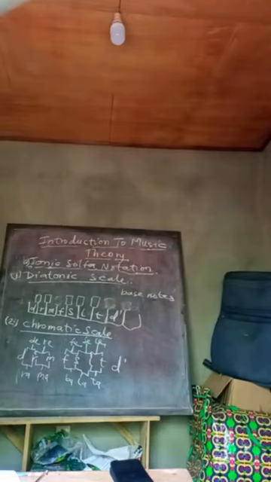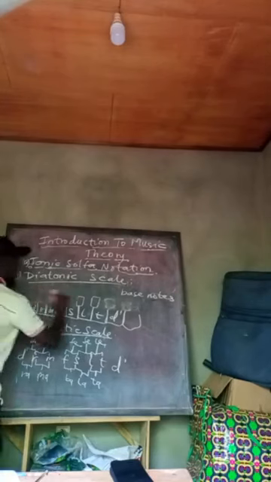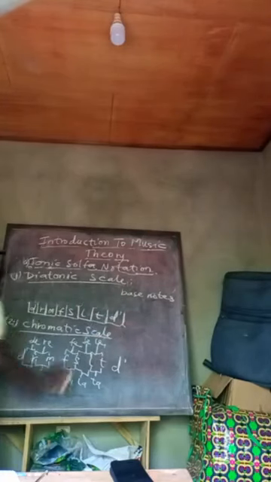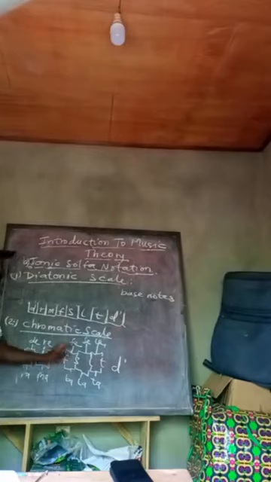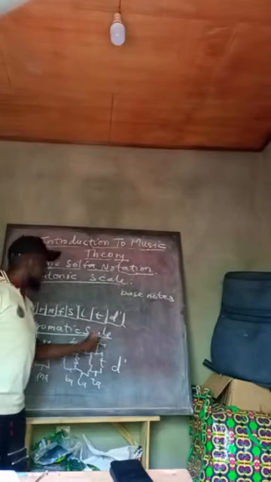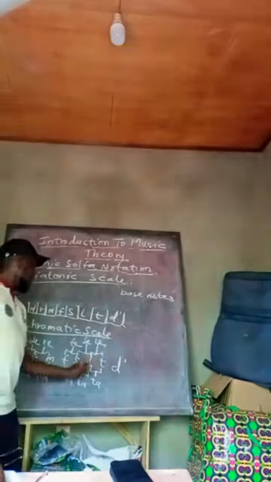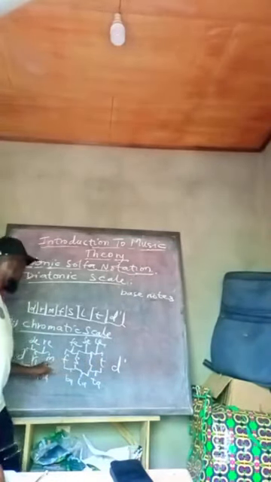Yes, I'm drawing so that we can use it now. So this is the diatonic scale: do re mi fa sol la ti do. And this is the chromatic scale: do, di, re, ri, mi, fa, fi, sol, si, la, li, ti, do.